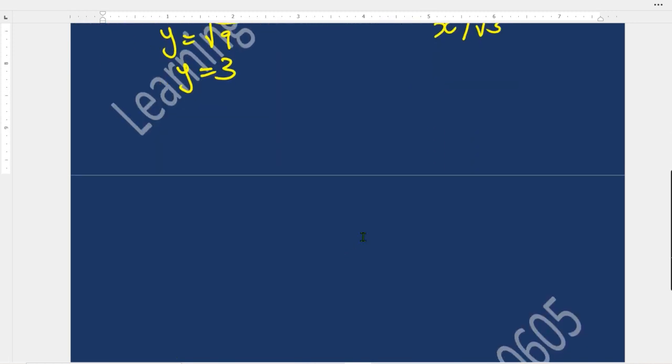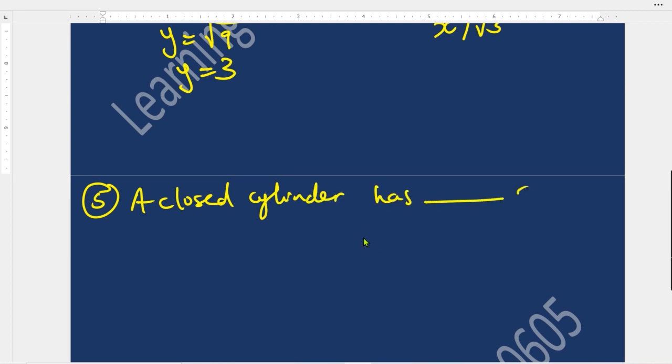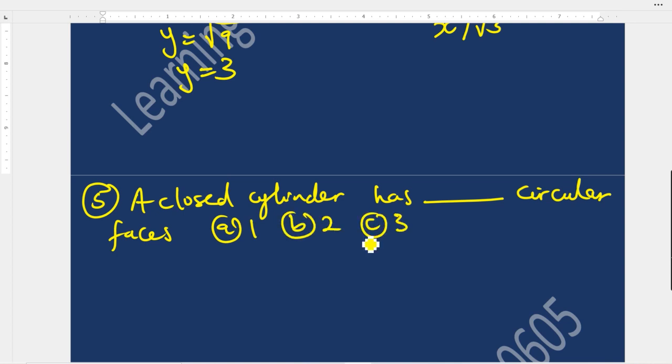Now, number 5. Let's move to number 5. A closed cylinder has how many circular faces? A closed cylinder has dash circular faces. How many circular faces? Is it 1? Is it 2? Is it 3? Is it 4?